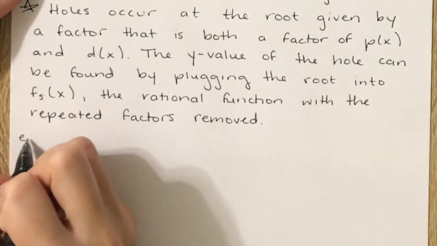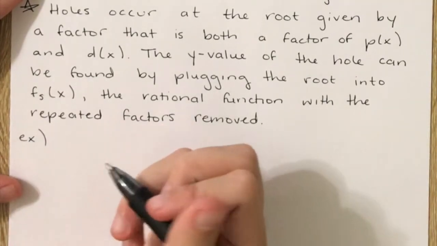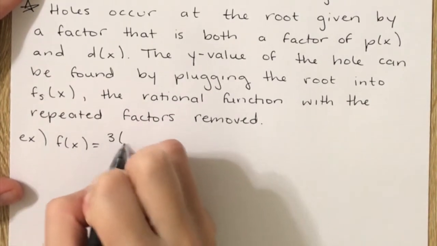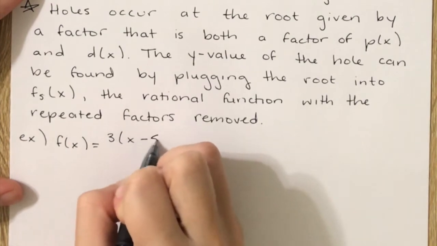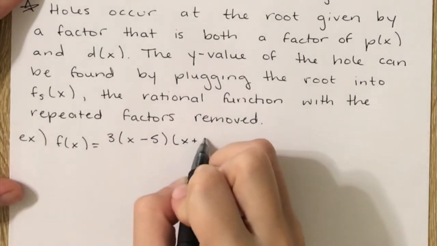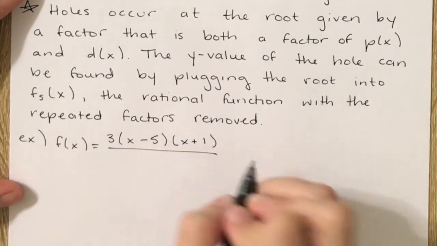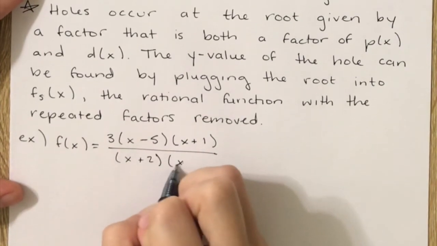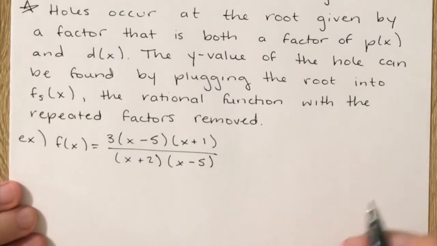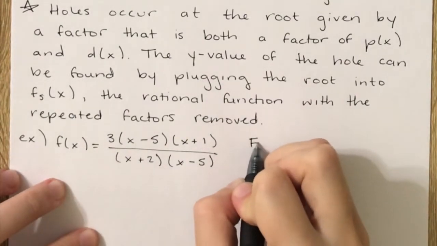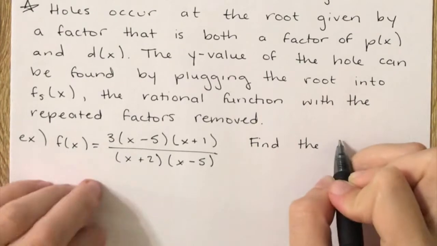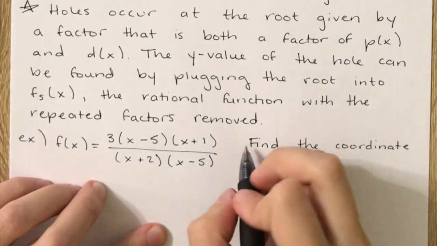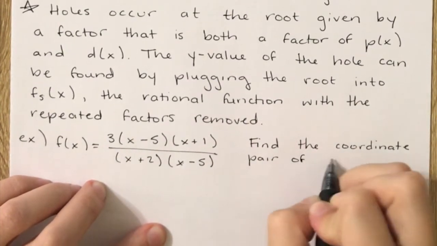So let's give this a shot. Let's say that we have something like f of x equals 3 times (x minus 5) times (x plus 1) over (x plus 2)(x minus 5). So find the coordinate pair of a hole.